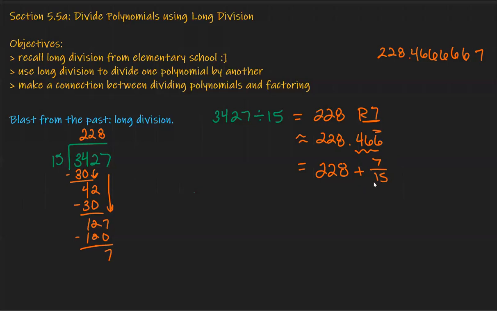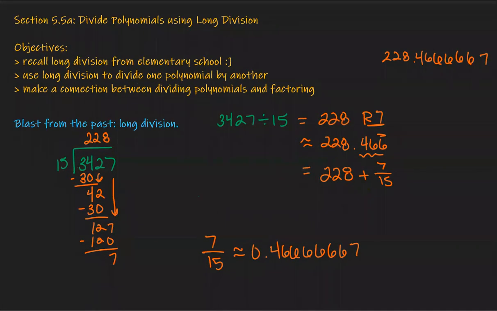Now you're probably sitting here like, why would you do that? I don't believe you that that's true. Well, do 7 over 15 in your calculator. That's going to give you 0.46666666, and if you decide to round up, 7. Okay, and then when I do 7/15 plus 228, I get this. There we go.